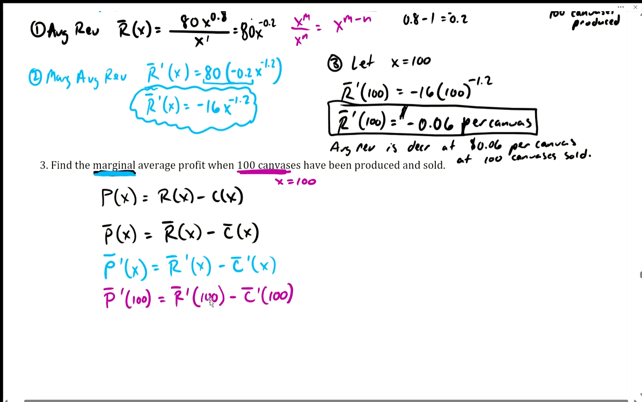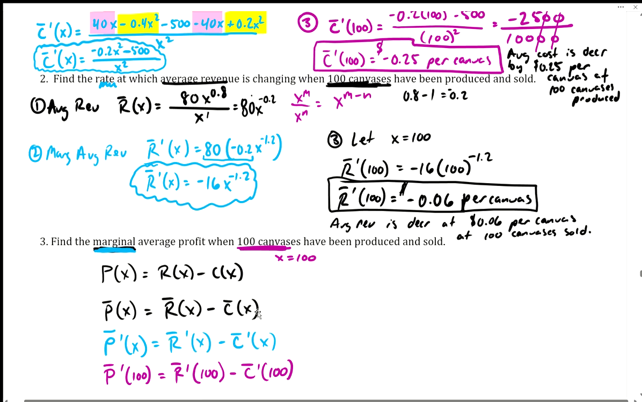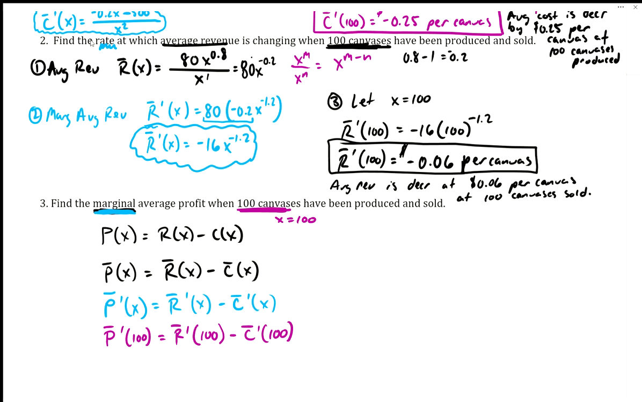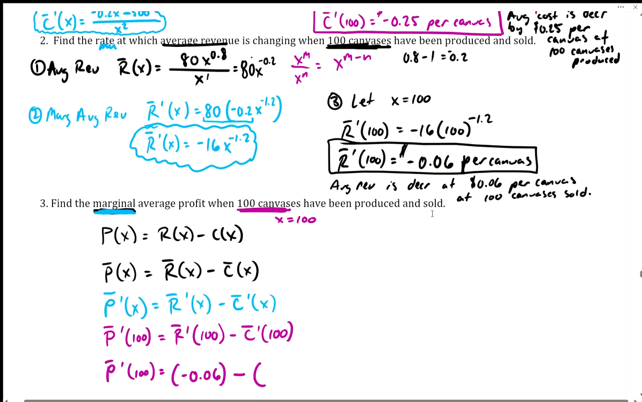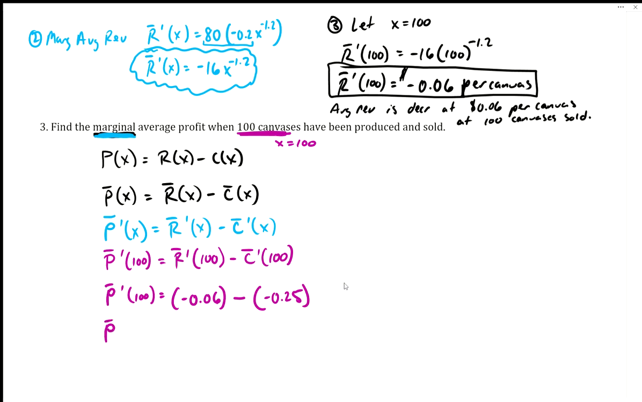And we have both of those already from the two previous examples. So we don't have to go through the whole find a derivative and plug things in. We can just use our previous information. Okay, so I'll continue this in the purple. So our marginal average profit is equal to the marginal average revenue at 100 was negative 0.06 minus the marginal average cost was negative 0.25. There we are. And then now we could do this addition. So I said addition because the minus and the negative become a positive. So that becomes a plus. And then we get the marginal average profit at 100 canvases made and sold is 19 cents per canvas.